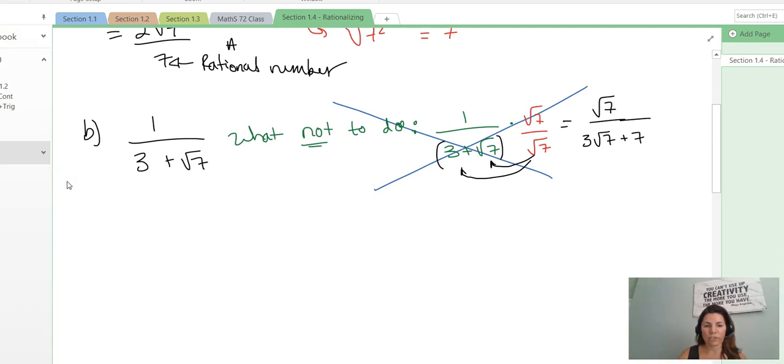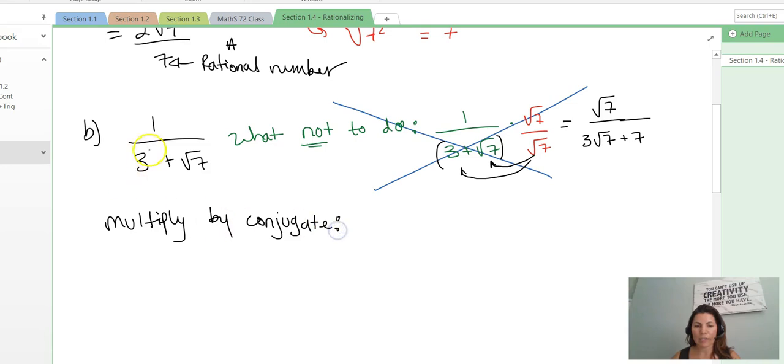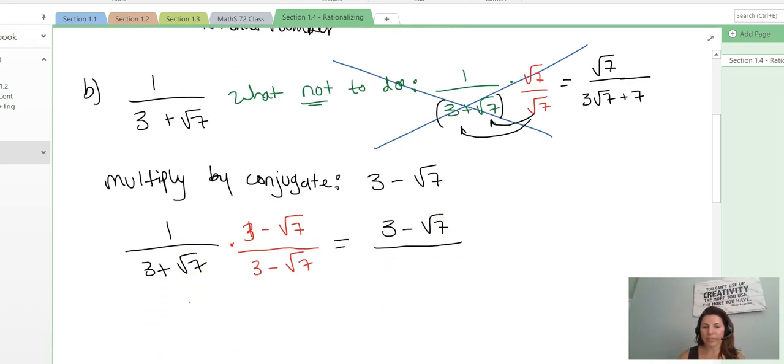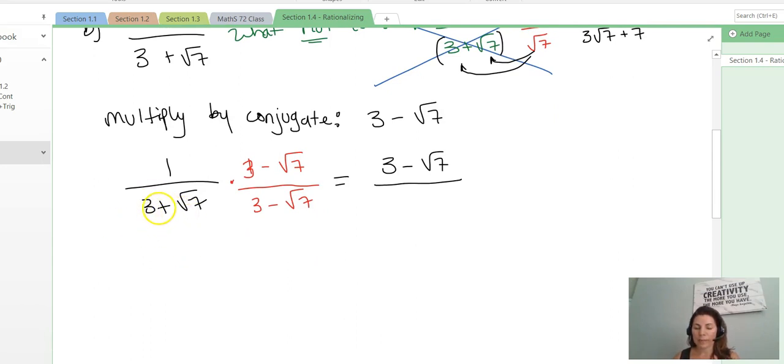This is an example of what not to do. If you're doing that, that may be why things are not working. What we instead want to do is multiply by the conjugate. The conjugate of something like this is you change the middle sign. So the conjugate will be 3 minus the square root of 7. So I have 1 over 3 plus root 7, and we're going to multiply by the conjugate, top and bottom. Now, as I simplify, I'm going to have on the numerator 3 minus root 7. And in the denominator, I have to FOIL this. The reason we multiply by the conjugate is because middle terms go away.